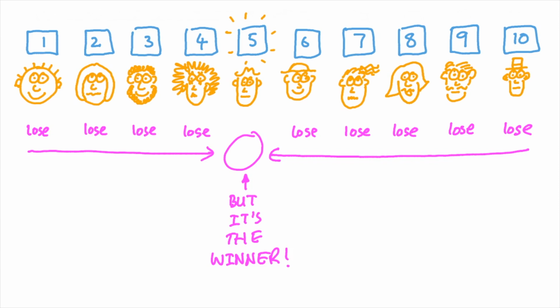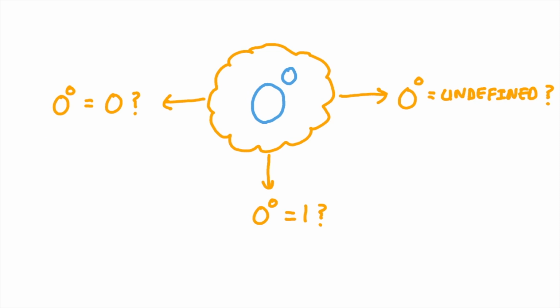It's the winner. So we've come up with 3 possibilities for the value of 0 to the power of 0. It could be 0, or undefined, or 1, but there doesn't seem to be a consistent and entirely logical killer argument for it to be any one of those in particular.